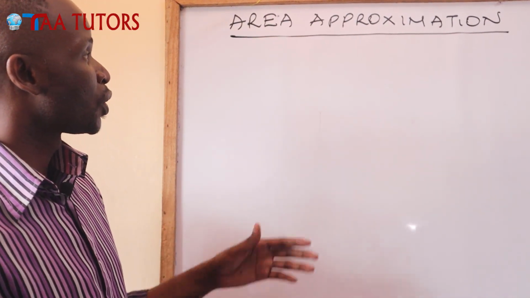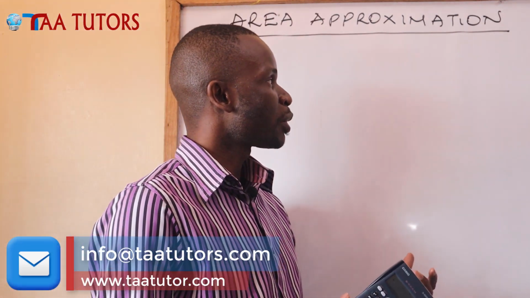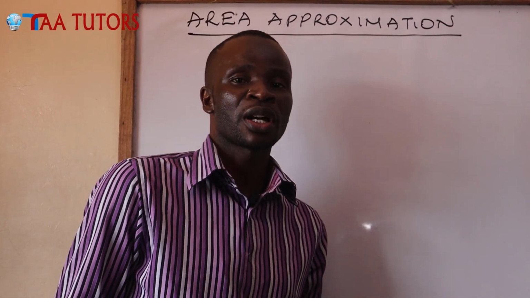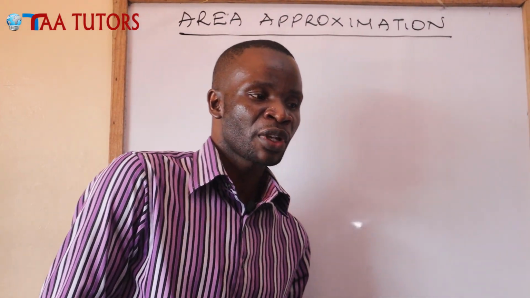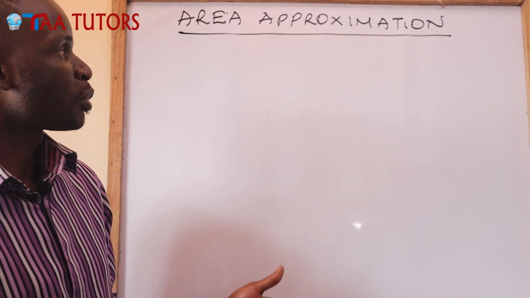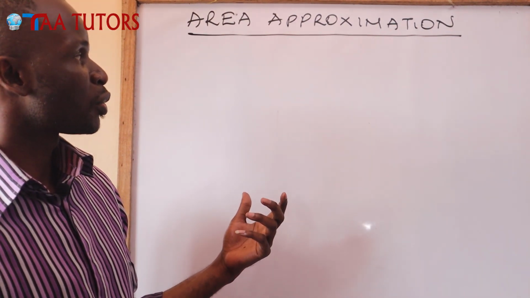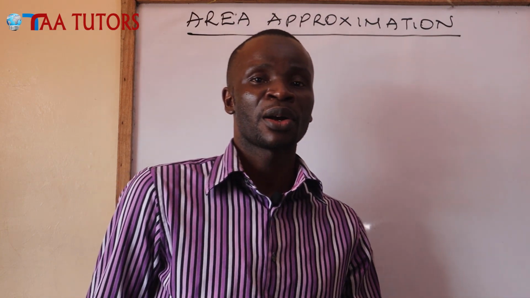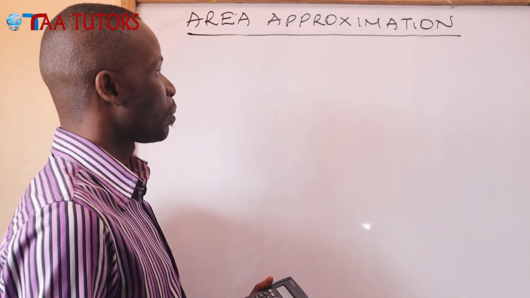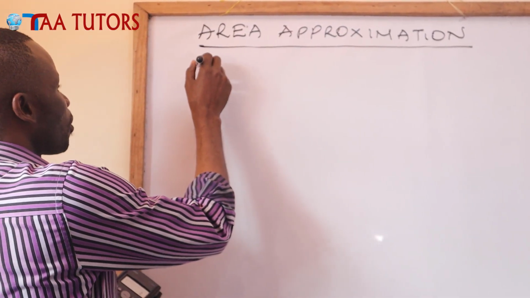Now, to approximate is simply to estimate. It means that in this chapter we are not going to learn how to get the exact area of a given region, but we are going to estimate the areas. The areas we get with the methods explained today could be either higher or lower, based on the shape of the diagram and also the method that you use.